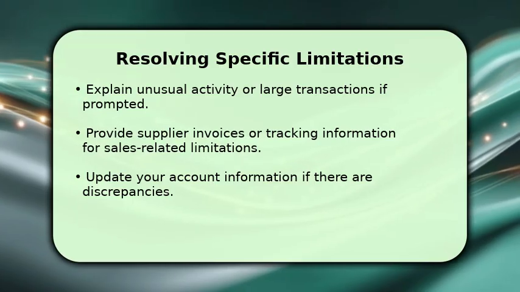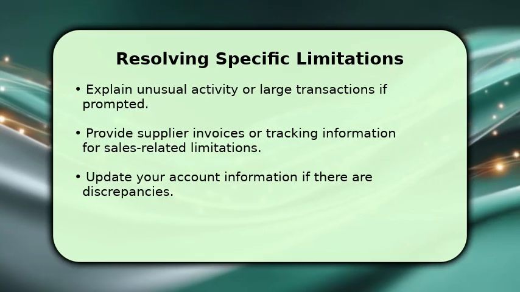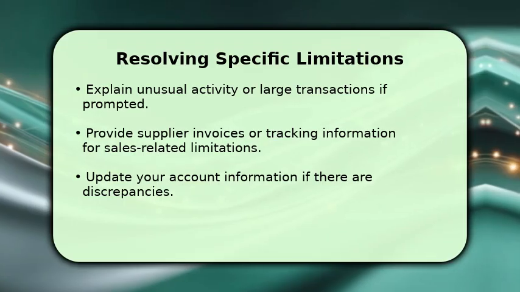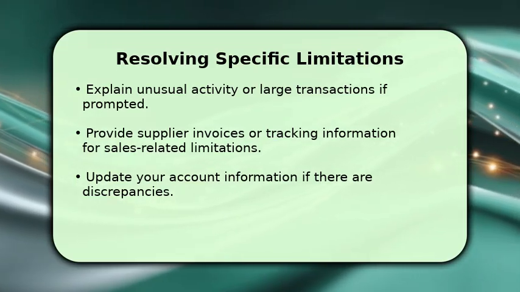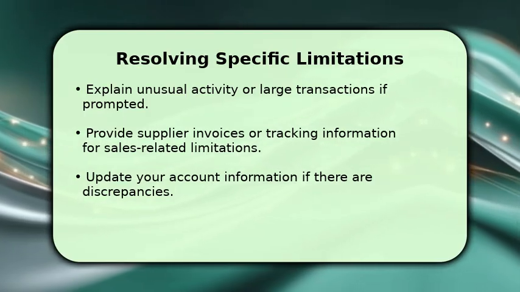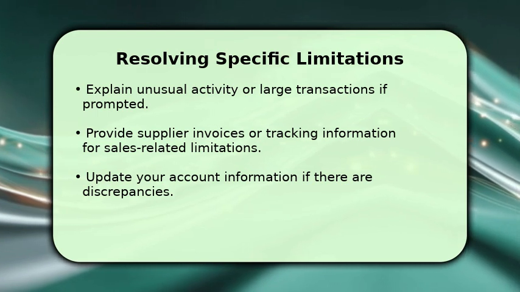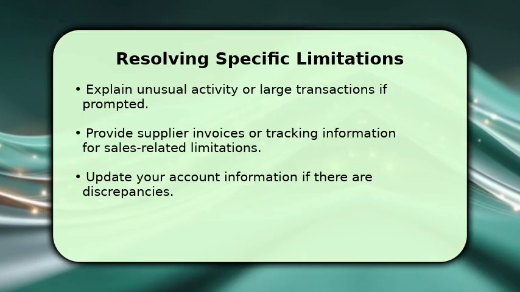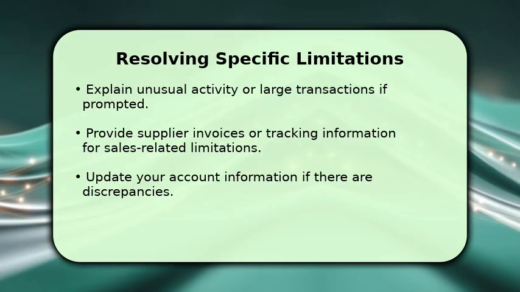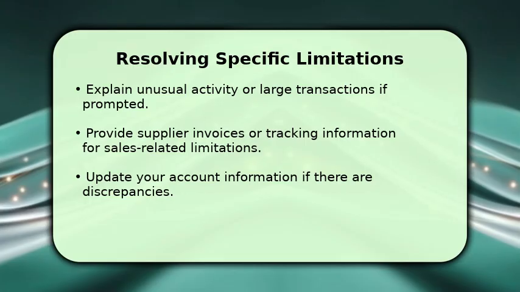Sometimes, limitations arise from unusual account activity or large transactions. Be prepared to explain the nature of these transactions, providing details like purchase receipts or shipping information for items sold. If the limitation is due to a discrepancy in your account information, update your personal or business details to ensure they are accurate and current. Providing clear, concise explanations and supporting evidence is key to demonstrating compliance and resolving the issue efficiently with PayPal's review team.